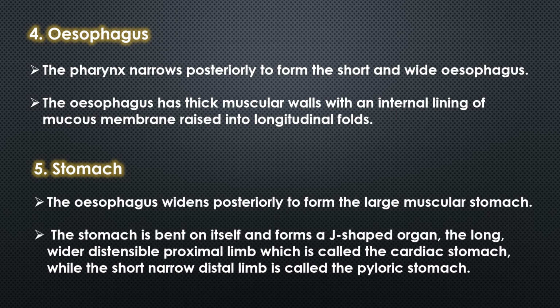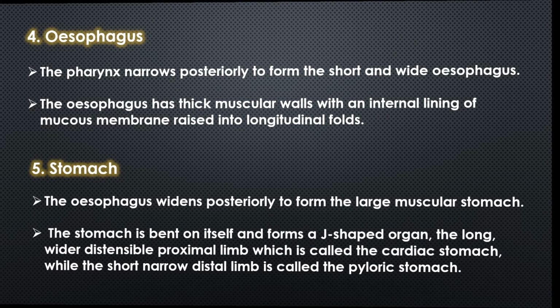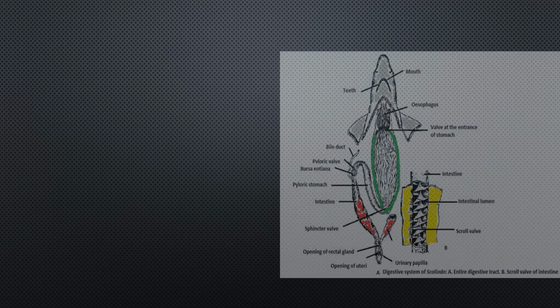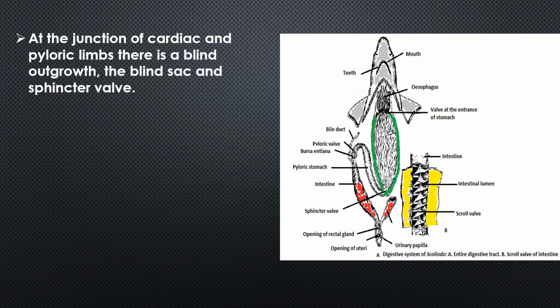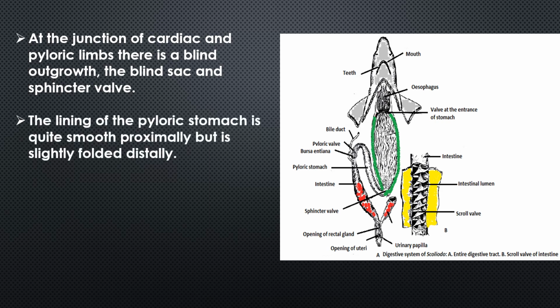The stomach is bent on itself and forms a J-shaped organ. The long, wider, distensible proximal limb is called the cardiac stomach, while the short, narrow distal limb is called the pyloric stomach. At the junction of the cardiac and pyloric limbs, there is a blind outgrowth, the blind sac.